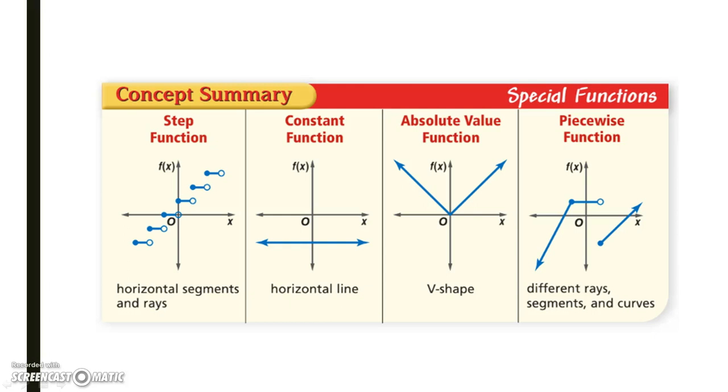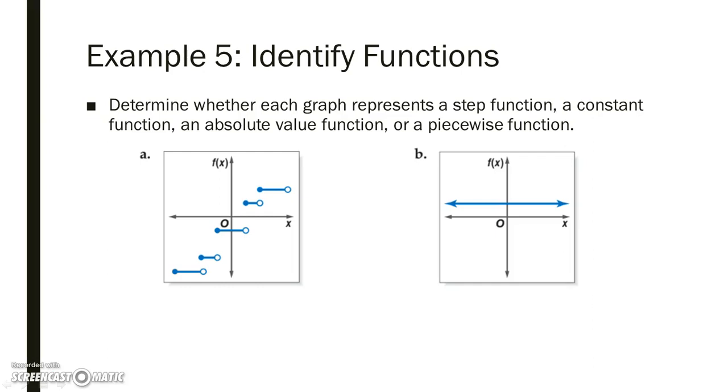Finally, we're going to identify a function. So we're going to determine whether each graph represents a step function, a constant function, an absolute value function, or a piecewise function. So the first one, A: the graph has multiple horizontal segments. It therefore represents a step function. Part B: the graph is a horizontal line. It represents a constant function.